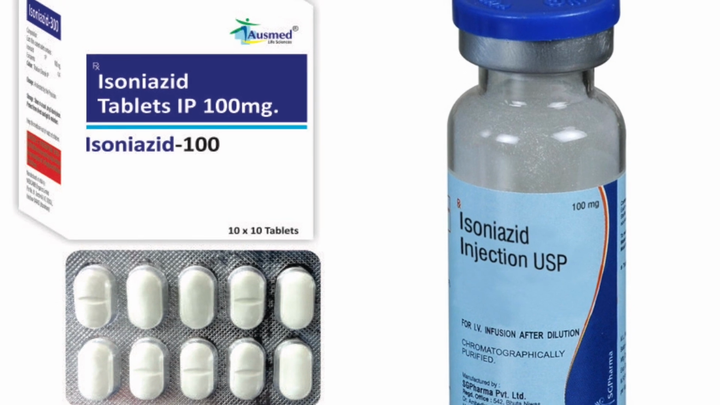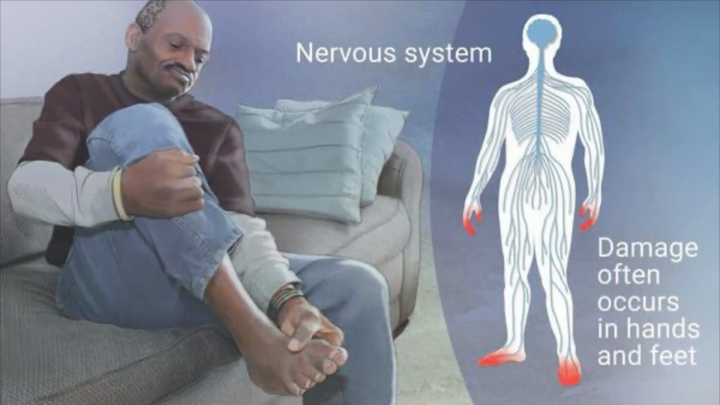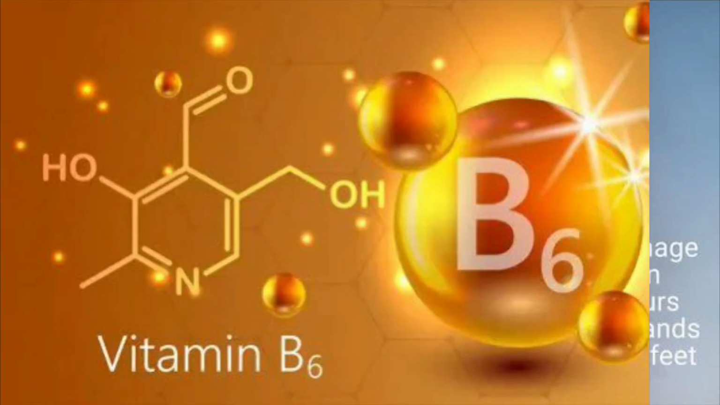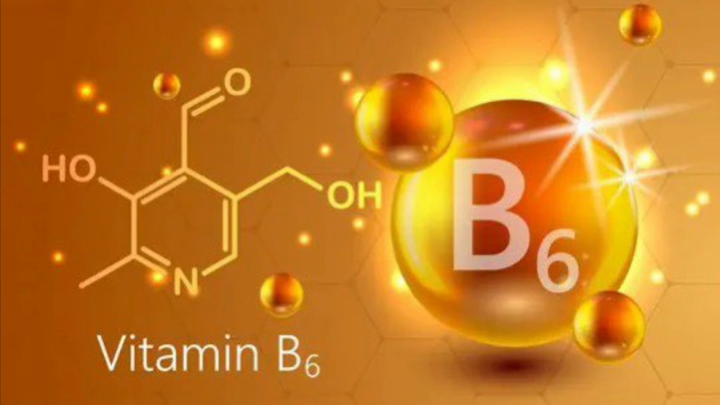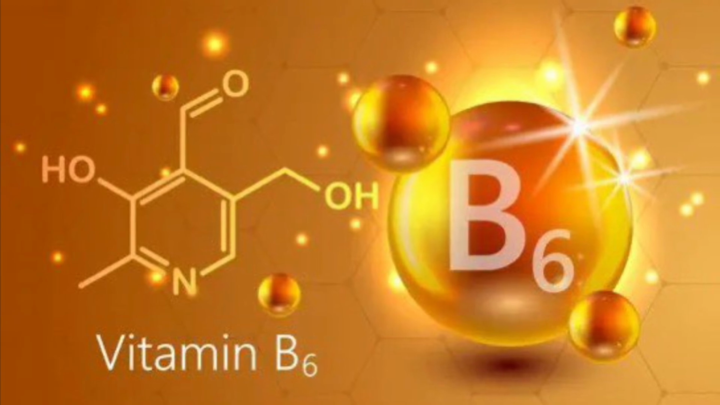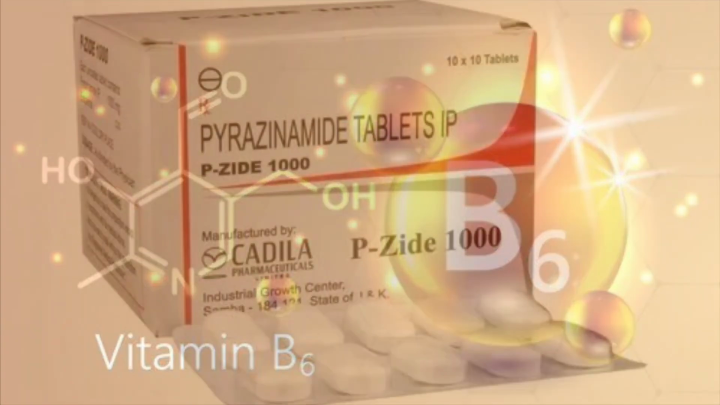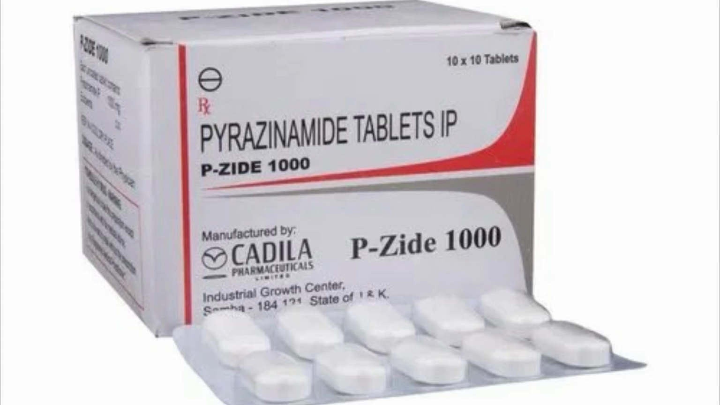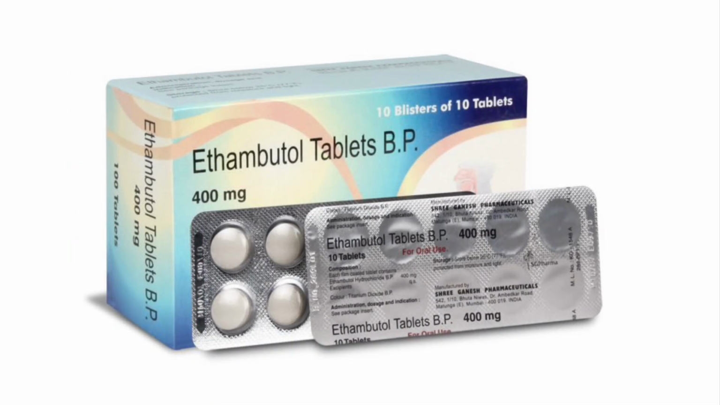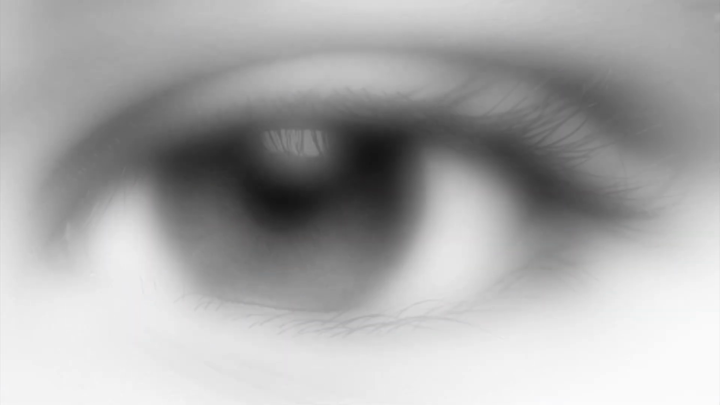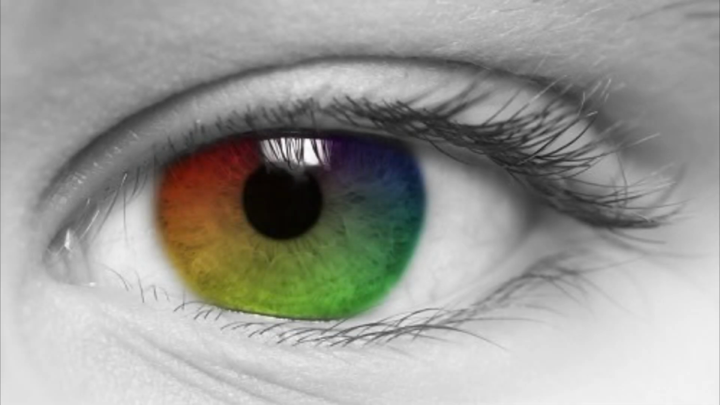Isoniazid, INH. This drug can cause peripheral neuropathy, numbness or tingling in the hands and feet, because it interferes with vitamin B6 absorption. To prevent this, patients must take B6 supplements daily. Pyrazinamide. This drug targets dormant bacteria, helping to shorten the treatment duration. Ethambutol. Patients need regular eye exams because this drug can cause blurred vision or color blindness.